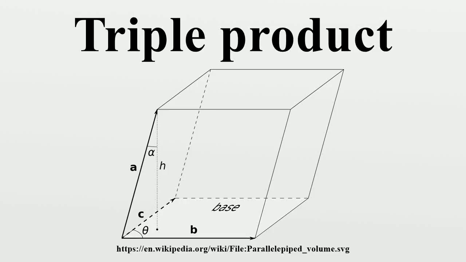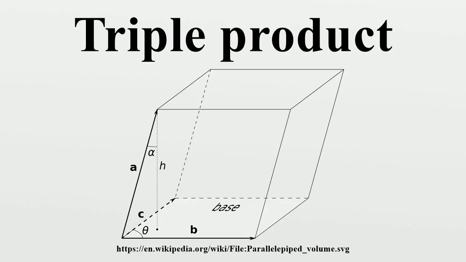In vector calculus, a branch of mathematics, the triple product is a product of three three-dimensional vectors, usually Euclidean vectors. The name triple product is used for two different products, the scalar-valued scalar triple product and, less often, the vector-valued vector triple product.